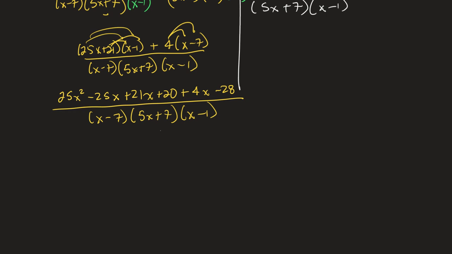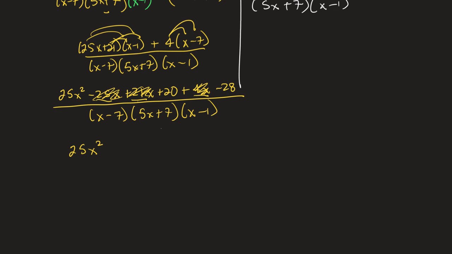Now let's collect like terms on the top. Looks like I just have a 25x squared, and then the x's. Minus 25 plus 21 is minus 4. Oh, and then plus 4, those would all cancel out. So this and this and this cancel out. Huh. Okay, and then I have 20. Take away 28 would be a minus 8. I'm just wanting to hold it. That 21 times negative 1.